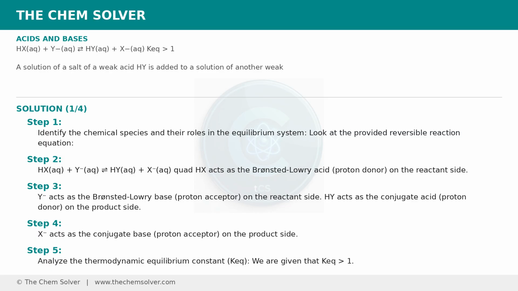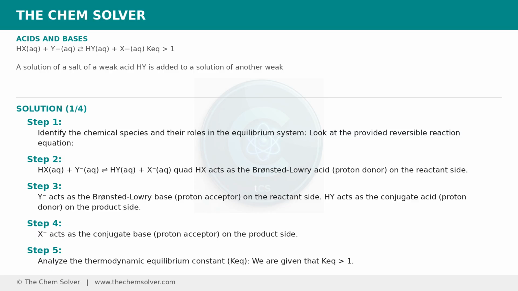Y⁻ acts as the Brønsted-Lowry base, proton acceptor, on the reactant side. HY acts as the conjugate acid, proton donor, on the product side. X⁻ acts as the conjugate base, proton acceptor, on the product side.